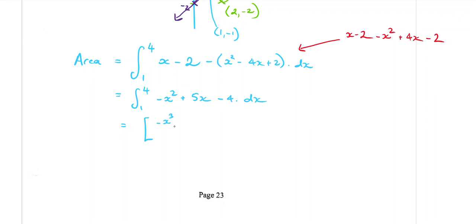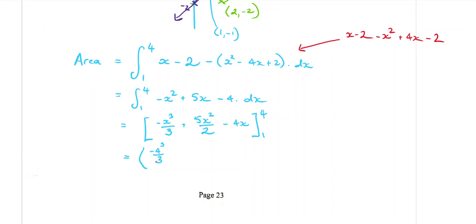Add 1 to the power, divide by the power. Next one, 5x, add 1 to the power, divide by the power. And minus 4 needs to get an x, so minus 4x, between 1 and 4. Subbing in, and then will be some fun calculator time. It will be negative 4 cubed over 3.